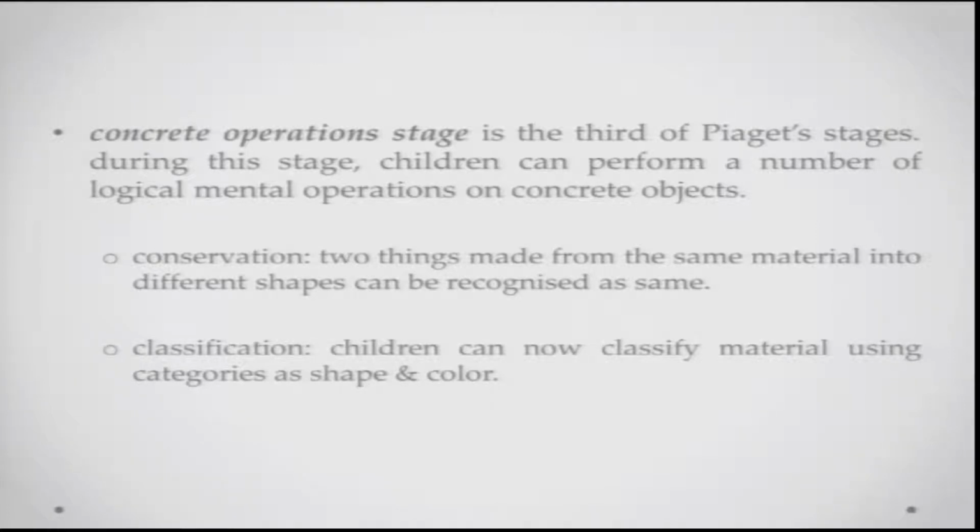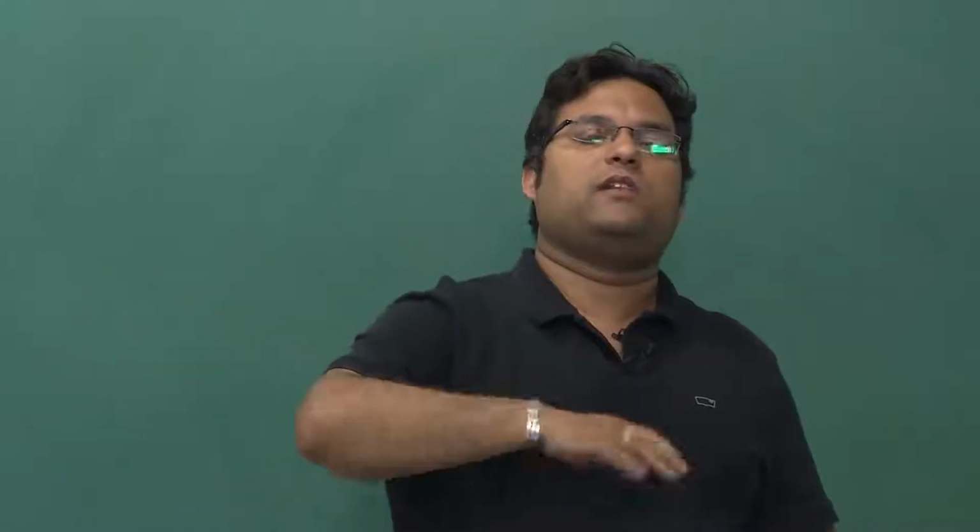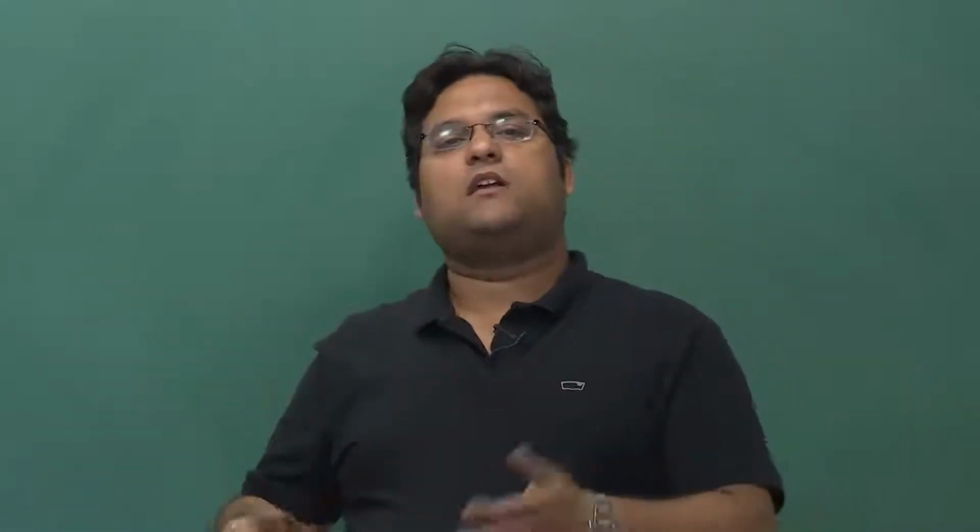Classification: children can now classify material using categories such as shape and color. Suppose you give children different kinds of shapes in a basket and ask them to put all triangles together and all circles together, they will start doing these kinds of things at this stage.